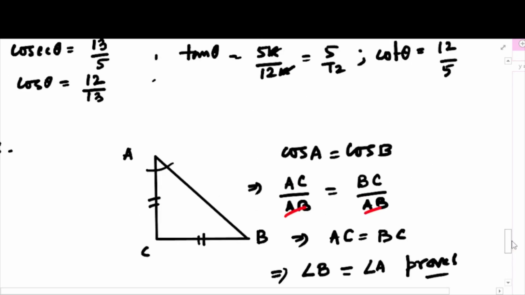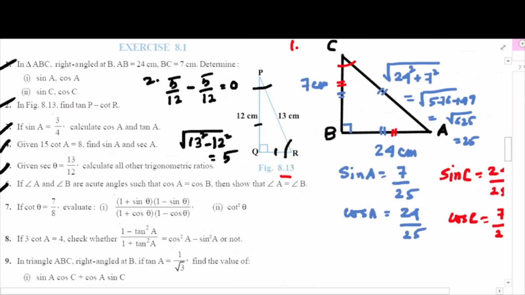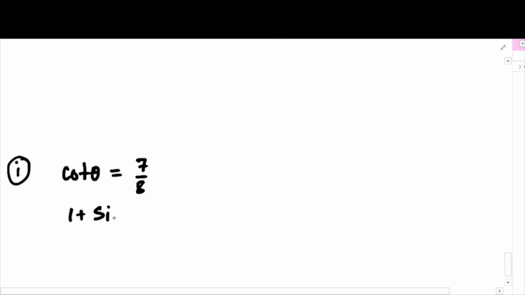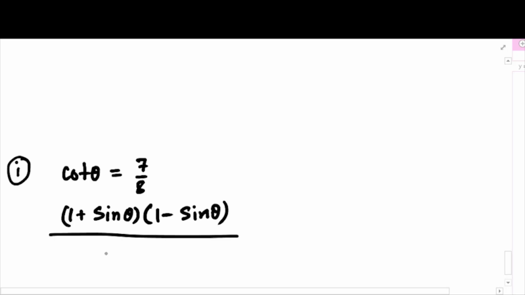Question number 7, part 1. Cot theta is given as 7 by 8. We need to find the value of (1 plus sin theta) into (1 minus sin theta) by (1 plus cos theta) into (1 minus cos theta).